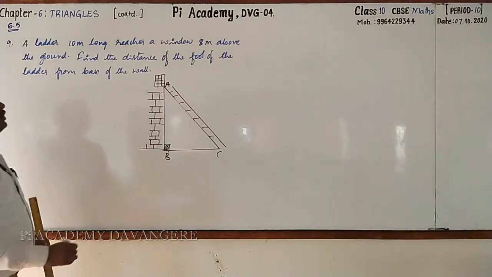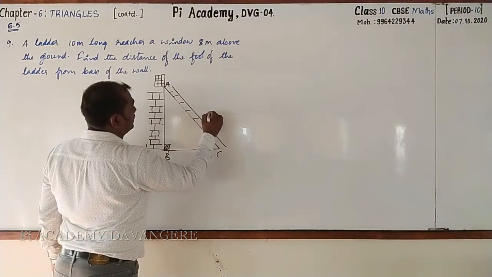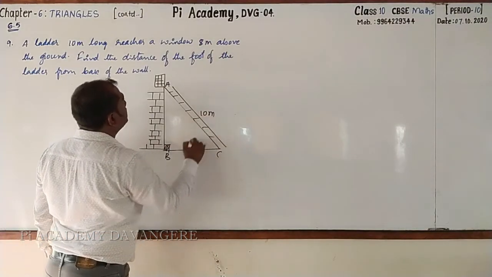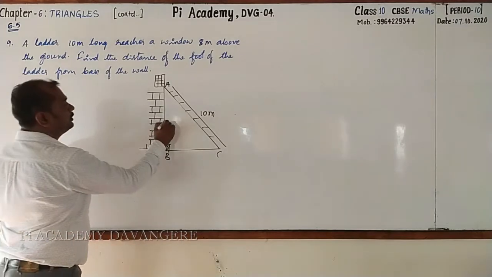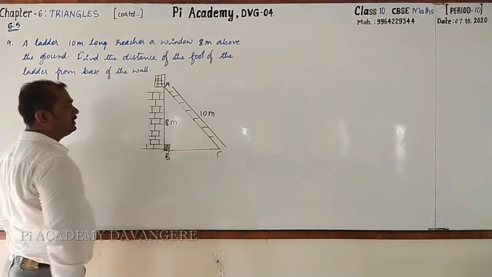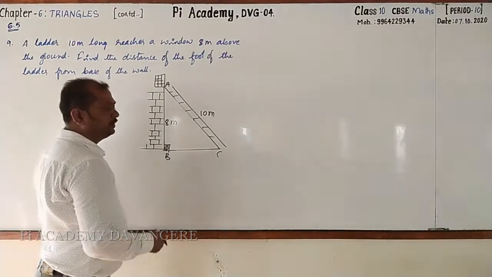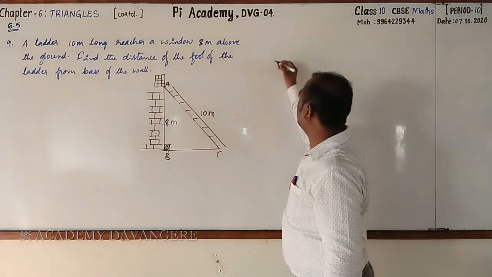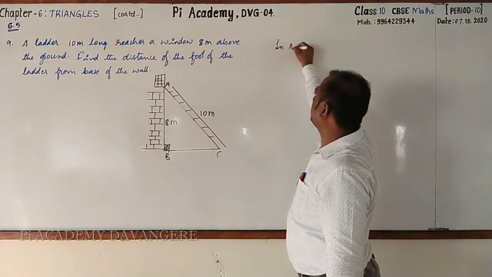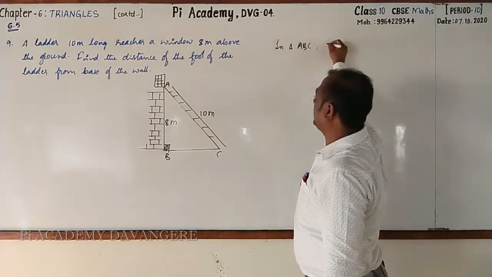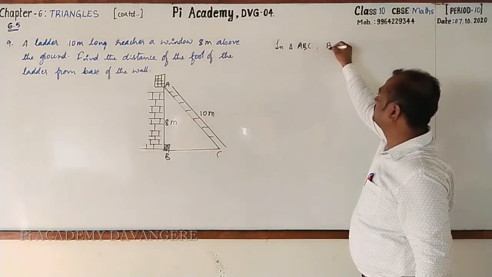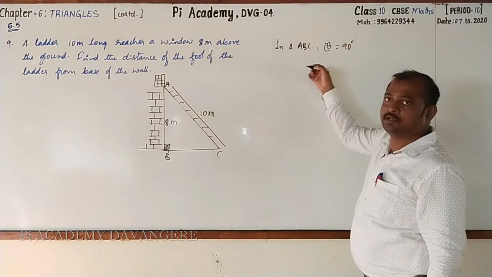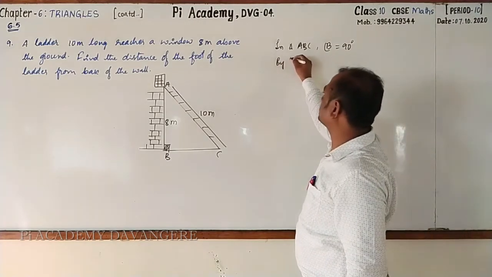10 meter long ladder. It reaches the window 8 meter above the ground. See that AB is 8 meter. You are going to find out BC. See how simple it is. In triangle ABC, angle B is how much? 90 degree. You can go for using Pythagoras theorem.